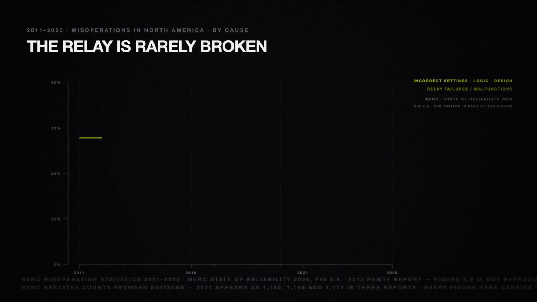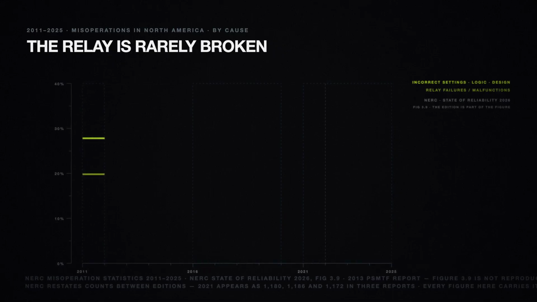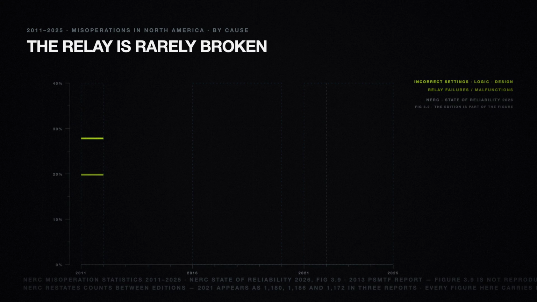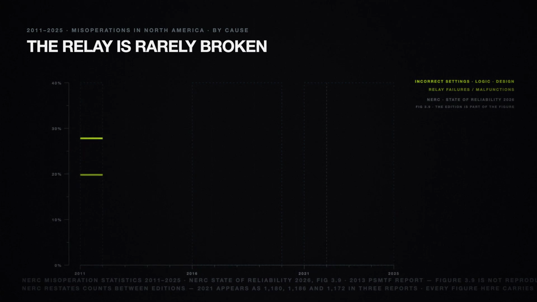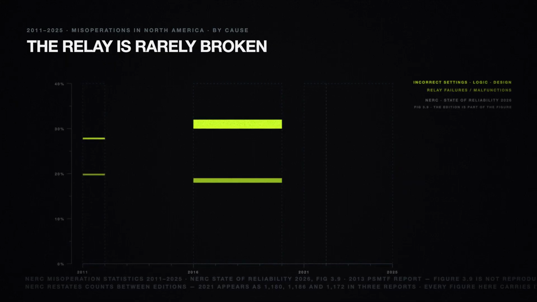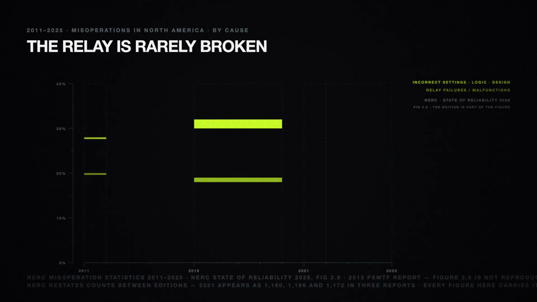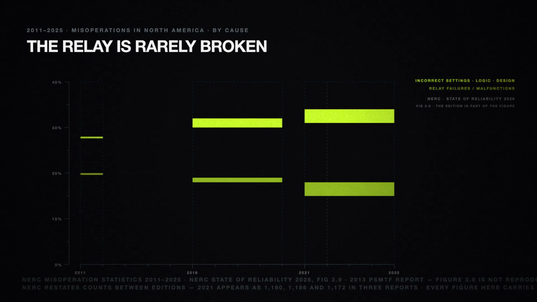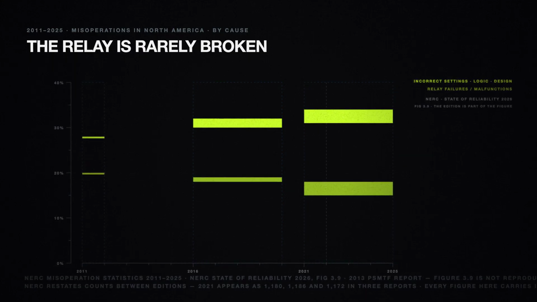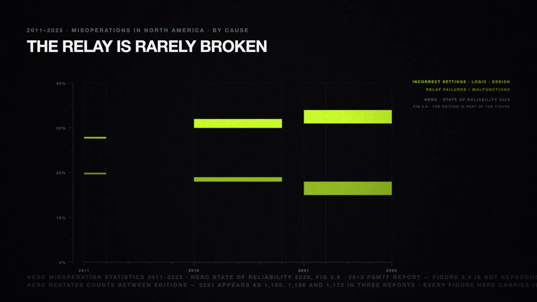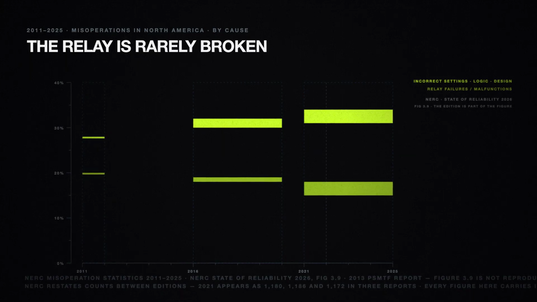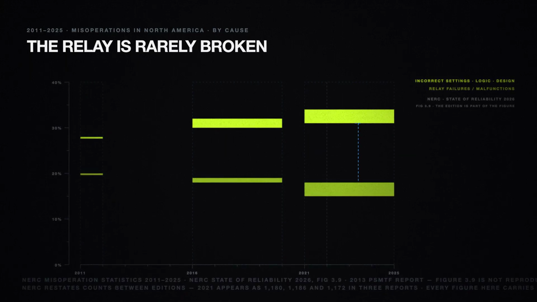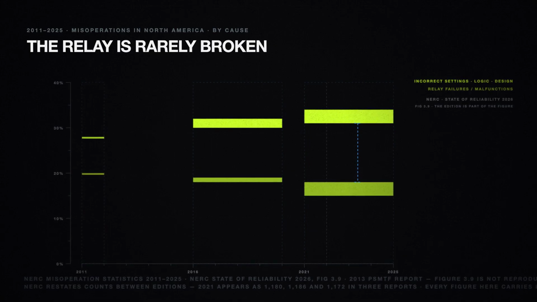In 2011, the first year of mandatory reporting, 28% of protection misoperations in North America came from an incorrect setting, a logic error, or a design error. 20% came from a relay that failed. Across the following decade, the first ran at about 30 to 32%, the second at about 18 to 19. In the most recent window, 2021 to 25, settings, logic, and design run at 31 to 34%, and relay failures at 15 to 18. The two series do not converge. The hardware figure is falling, and the engineering figure is not.